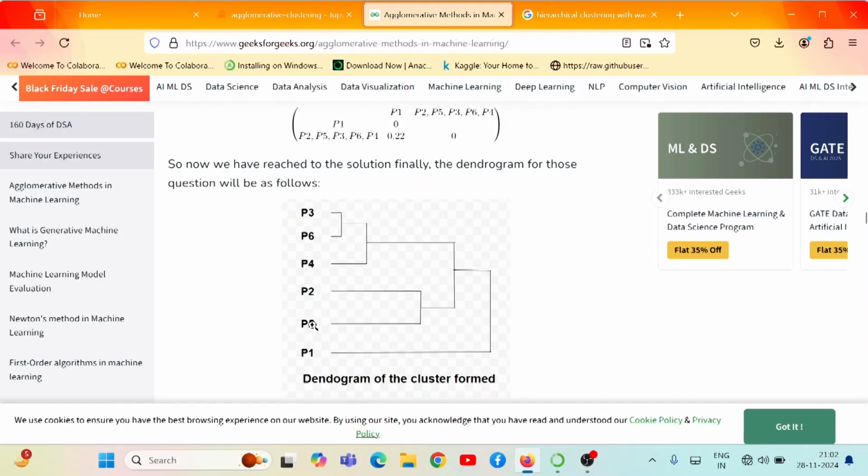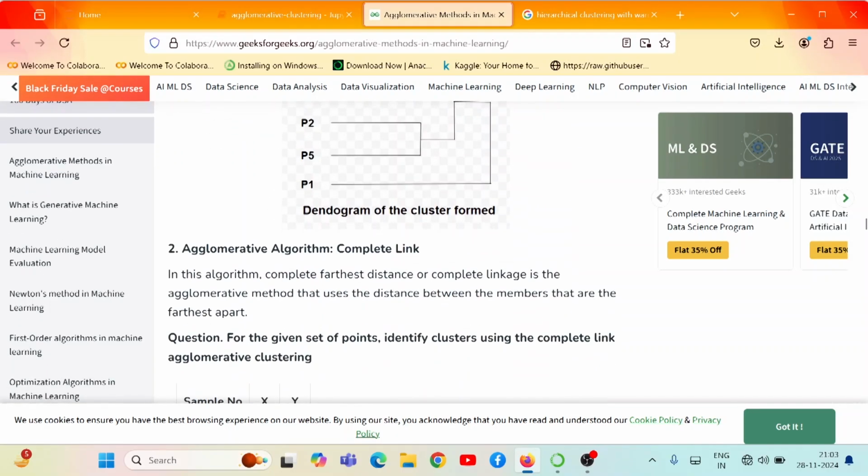Then P2 and P5 we have clubbed together, and this value is nothing but the distance, right? And then finally we have to club these two, and whatever resultant is coming, this P2, P5, P3, P6, P4 is going to be clubbed with the P1. So this is the dendrogram of this cluster formation, right? So this representation is known as the dendrogram.